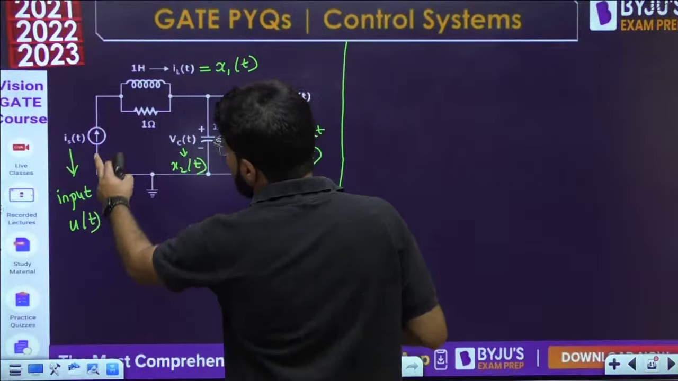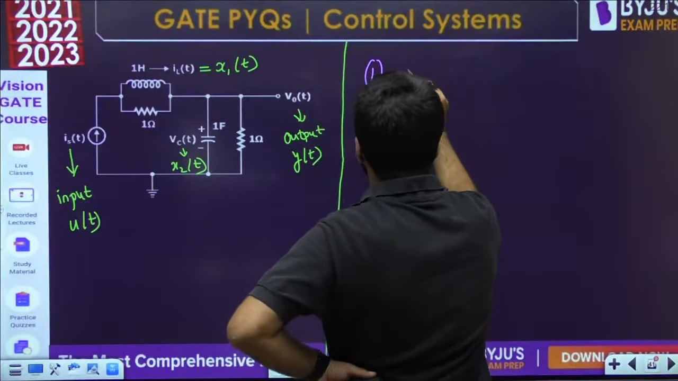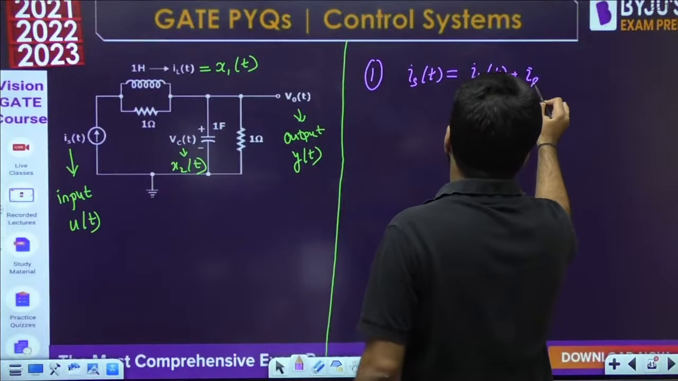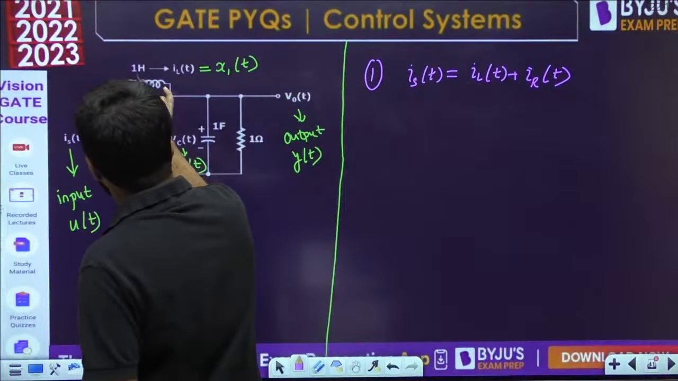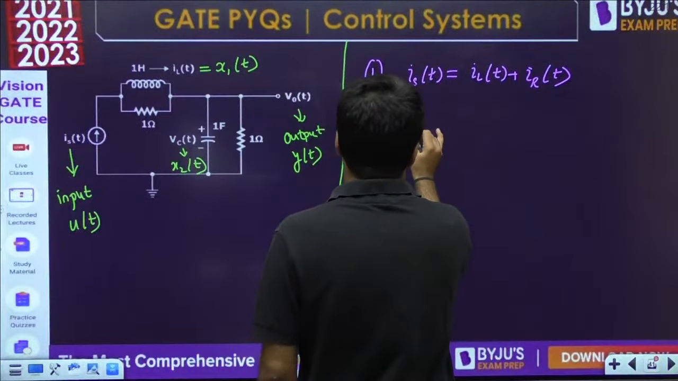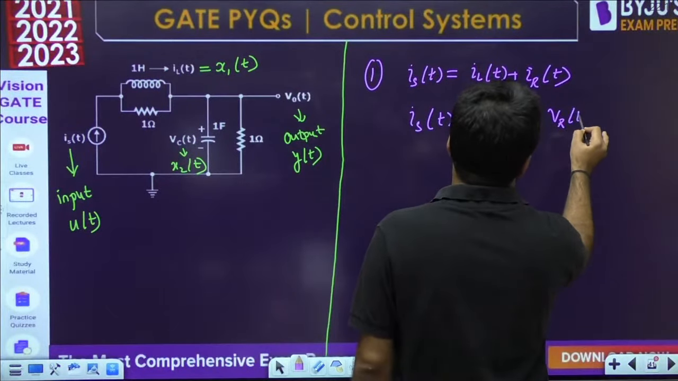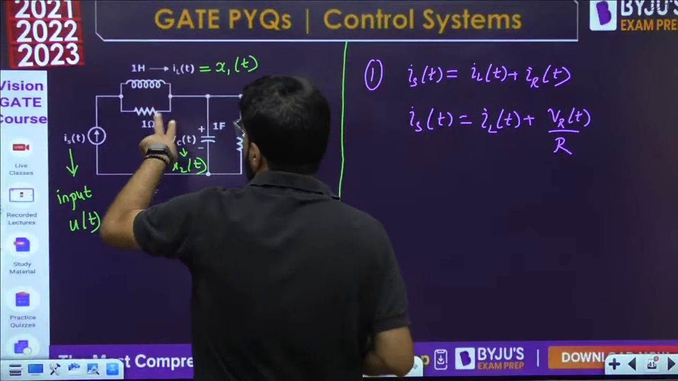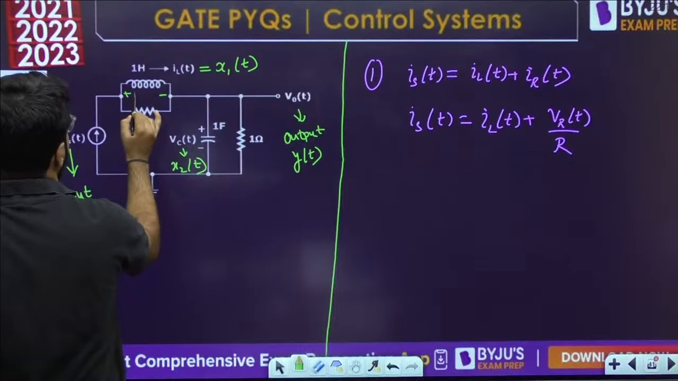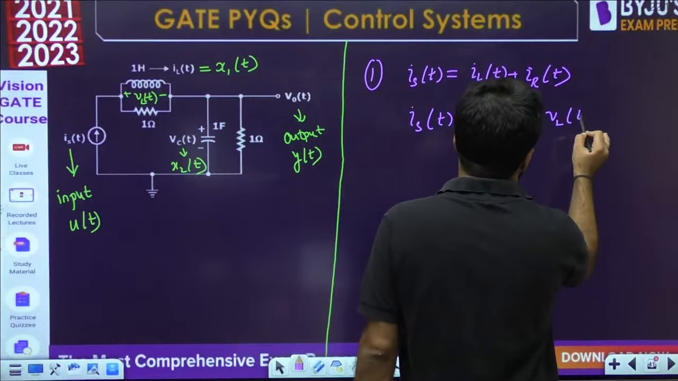Now if you take the current equation first, if you take this current loop, according to this current loop, the current iS(t) is divided into iL(t) plus iR(t). A part of it flows through the inductor, another part flows through the resistor. But what is the current through a resistor? It is V by R. Because they are in parallel, whatever voltage difference is across them is common, and suppose that is vL(t). So let us write vL(t) divided by R.